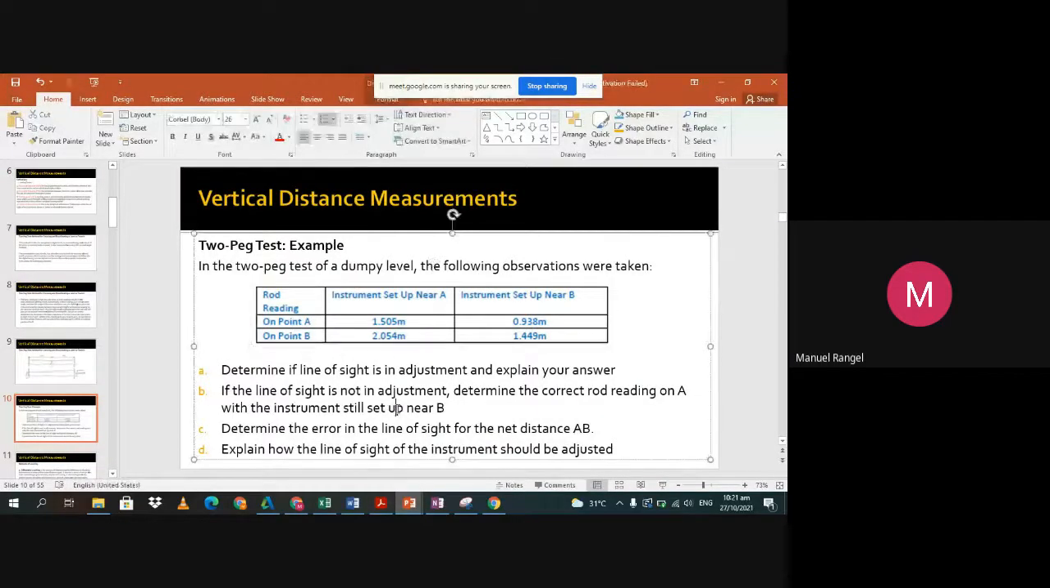So that is the given. The required is: determine if the line of sight is in adjustment. Explain your answer. If the line of sight is not in adjustment, determine the correct rod reading on A with the instrument still set up near B. For letter C, determine the error in the line of sight for the net distance AB. And letter D, explain how the line of sight of the instrument should be adjusted.